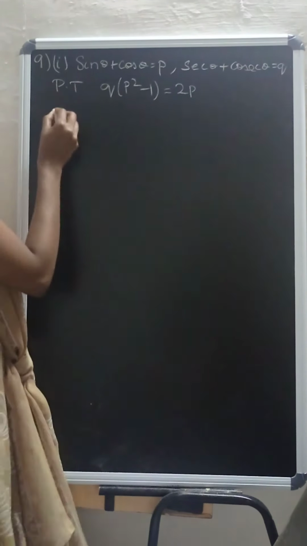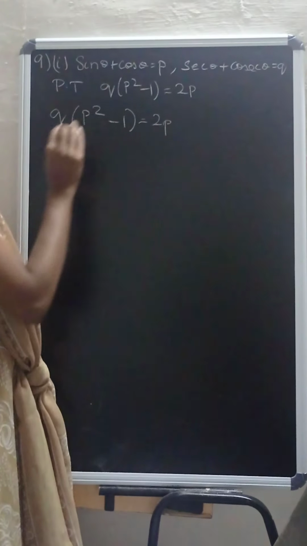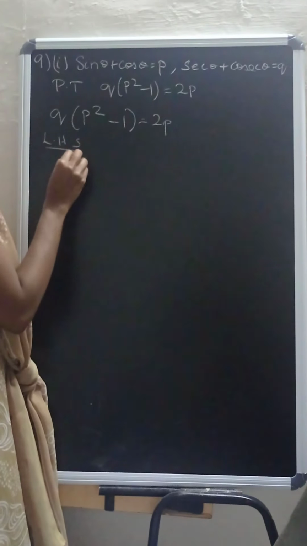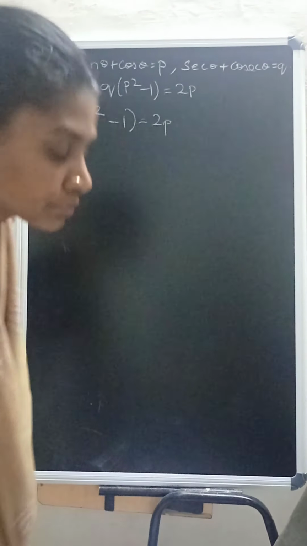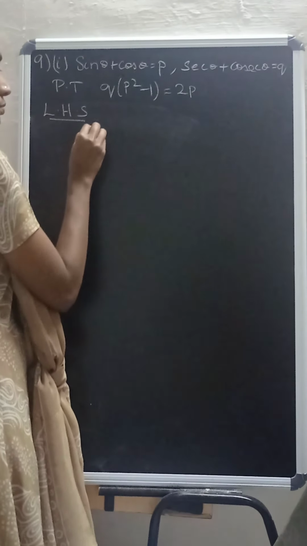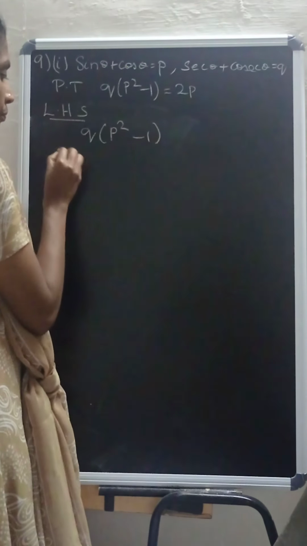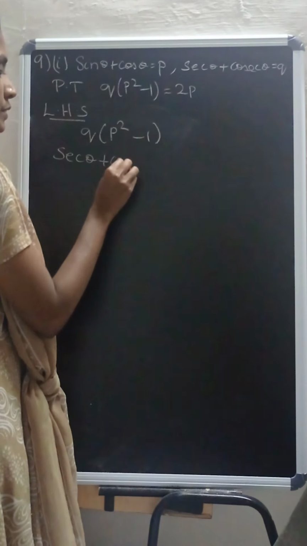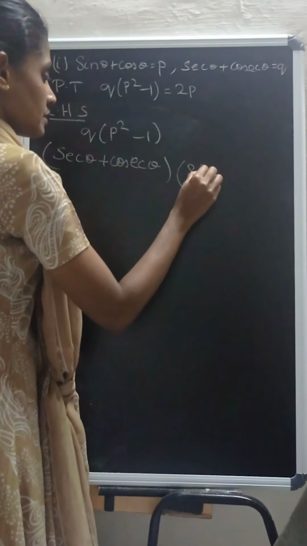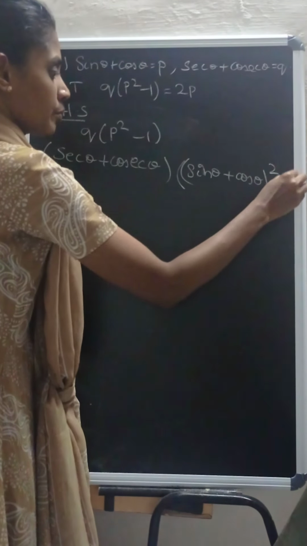So now we will take this equation. We are going to directly substitute the values and we are going to prove it. That's all. So now take the LHS. Q into P square minus 1. So instead of Q you substitute secant theta plus cosecant theta. P square is sin theta plus cos theta the whole square minus 1.